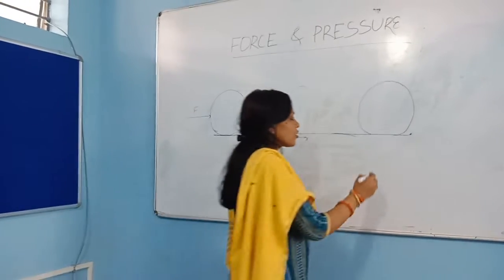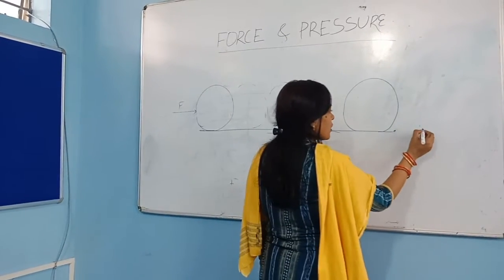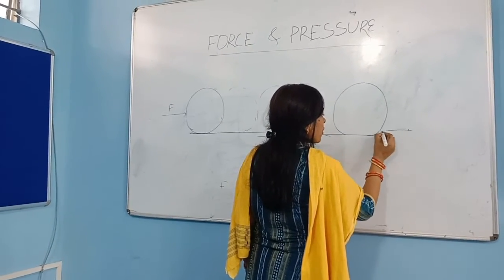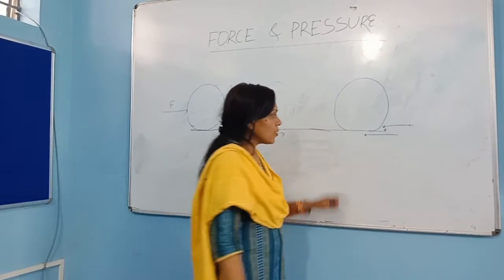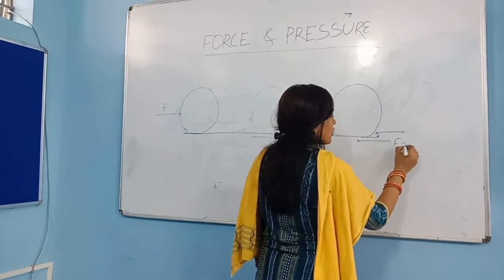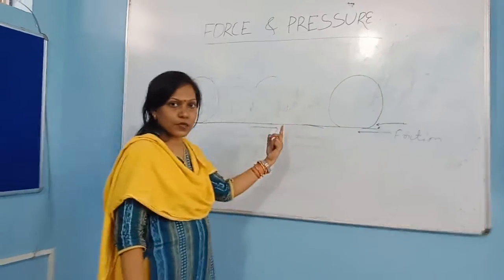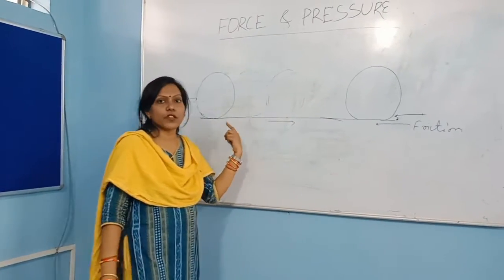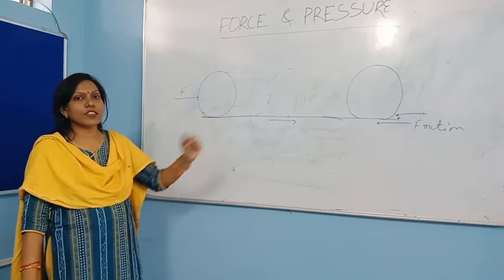It means some other force must act on the ball, and that force must oppose the motion of the object. This force is the force of friction, or the frictional force. It acts on the object and opposes its motion. That's why the moving ball stops.